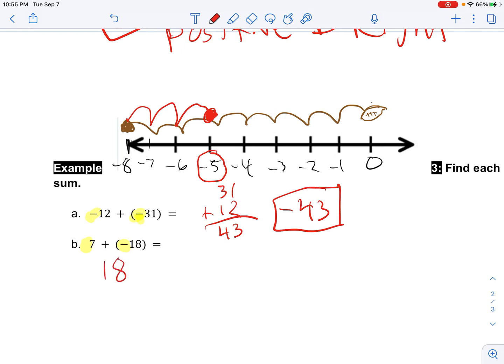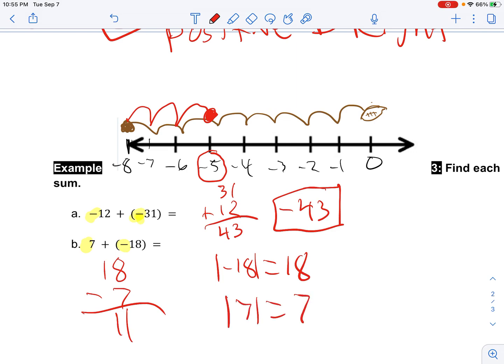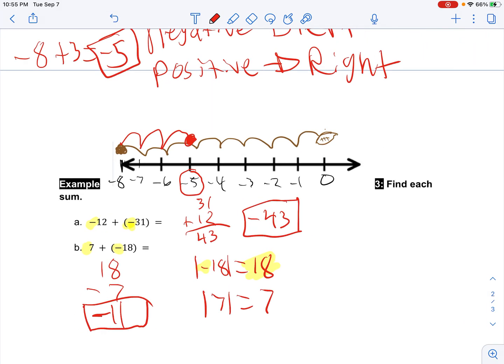So these are different. My rules tell me that I take the larger number, I subtract it, and then I have to compare absolute values. The absolute value of -18 is 18. The absolute value of 7 is 7. Therefore, I know that 18 is bigger, and 18 was negative, so my answer has to be -11.